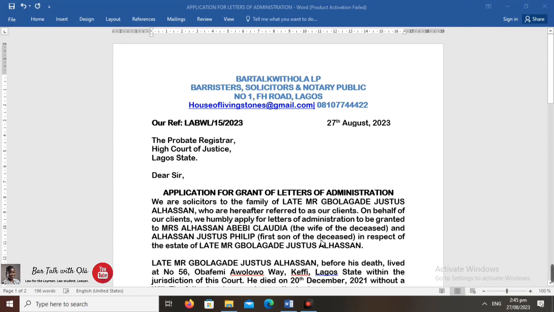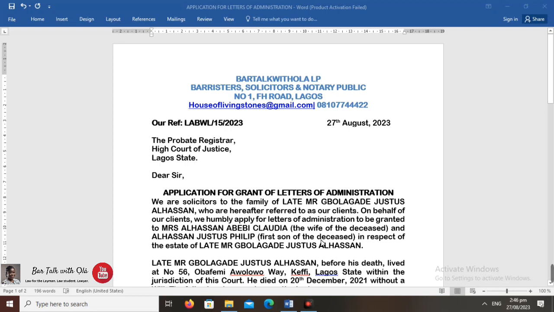It's not that necessary. Then 27th August, which is today that I've drafted the letter, then you address it to the Probate Registrar, High Court of Justice, Lagos State. So if you're in another state and you're not sure of who to address it to, or how the format for starting the application goes, go to the Probate Registry and make inquiries, or talk to a lawyer. Very important. So the Probate Registrar, High Court of Justice, Lagos State. Dear Sir, application for grant of letters of administration.